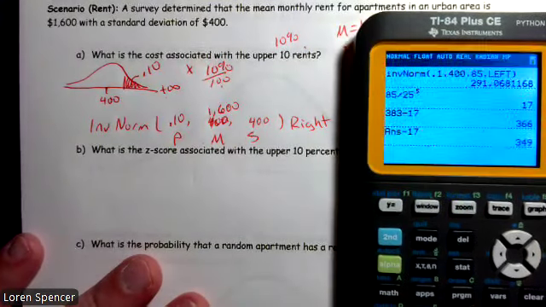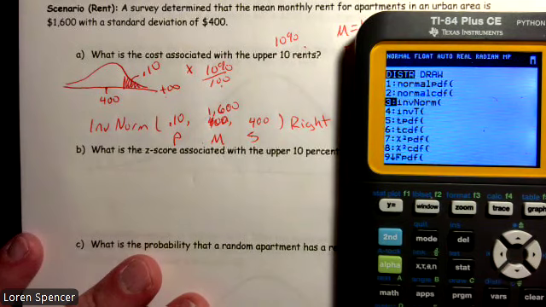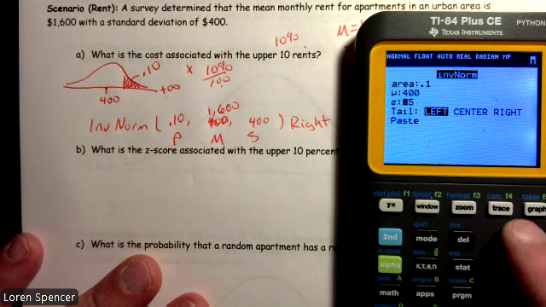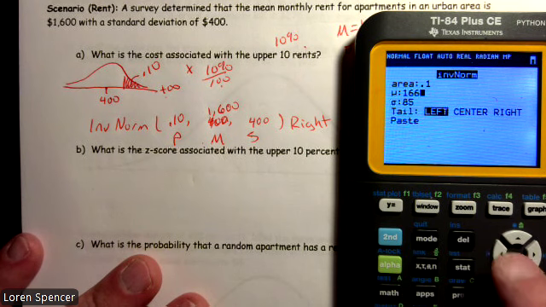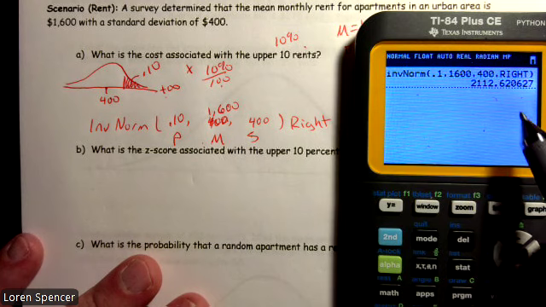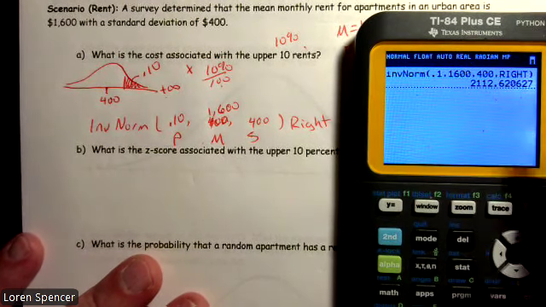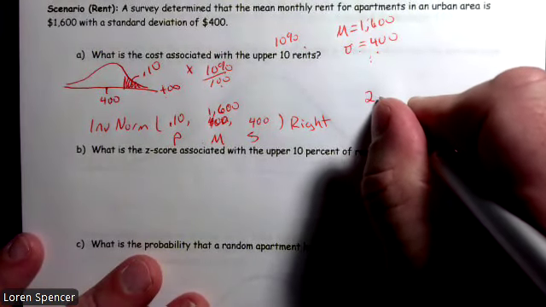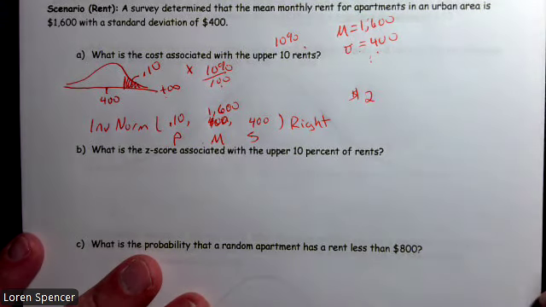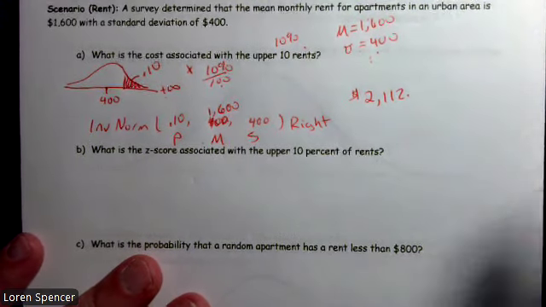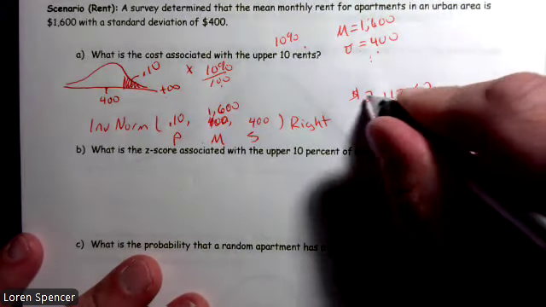So, second vars, inverse norm, area 0.10, mean of 1,600. Keep messing that up. Standard deviation of 400, and we're shading from the right. And we end up getting 2,112.6207. So $2,112.62. And I'm just going to stop it at 62 because we're talking about money.